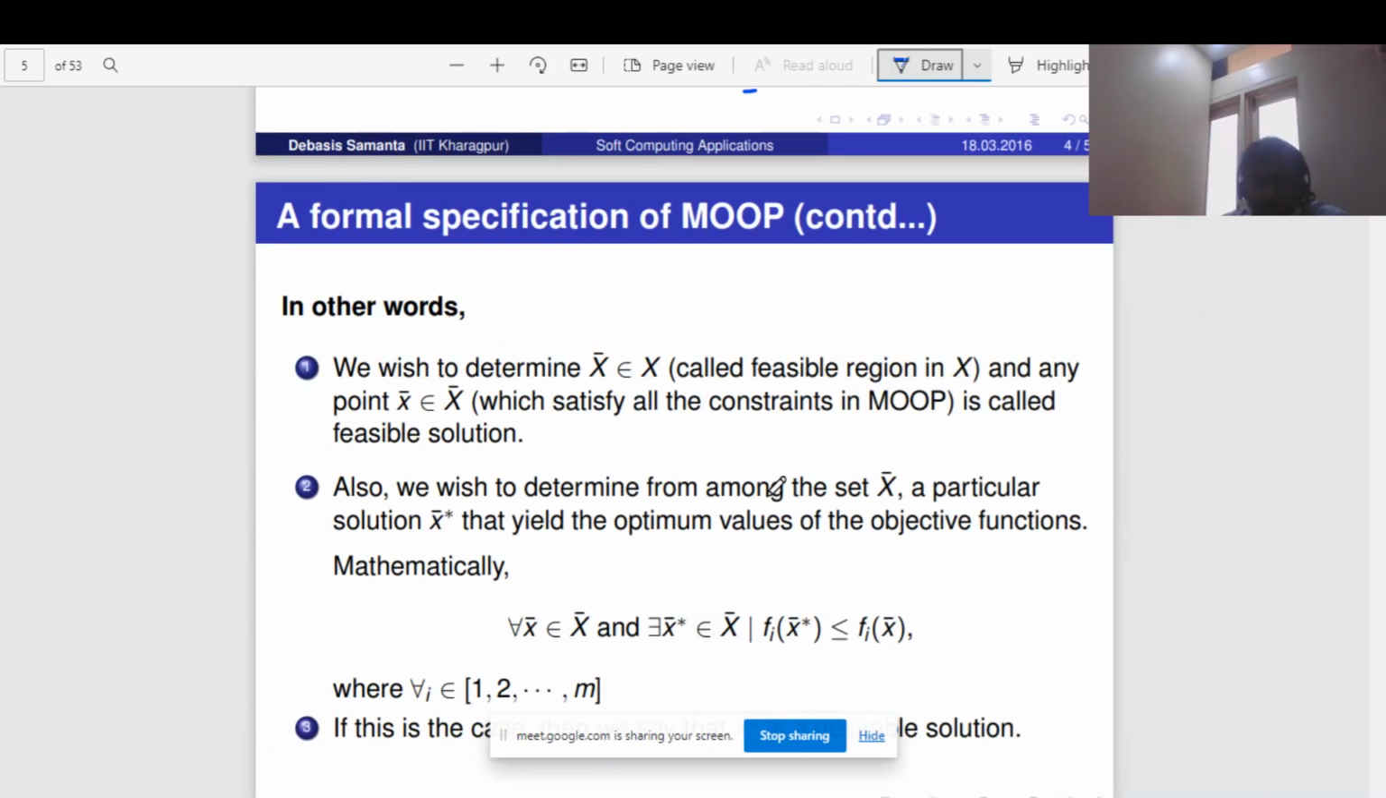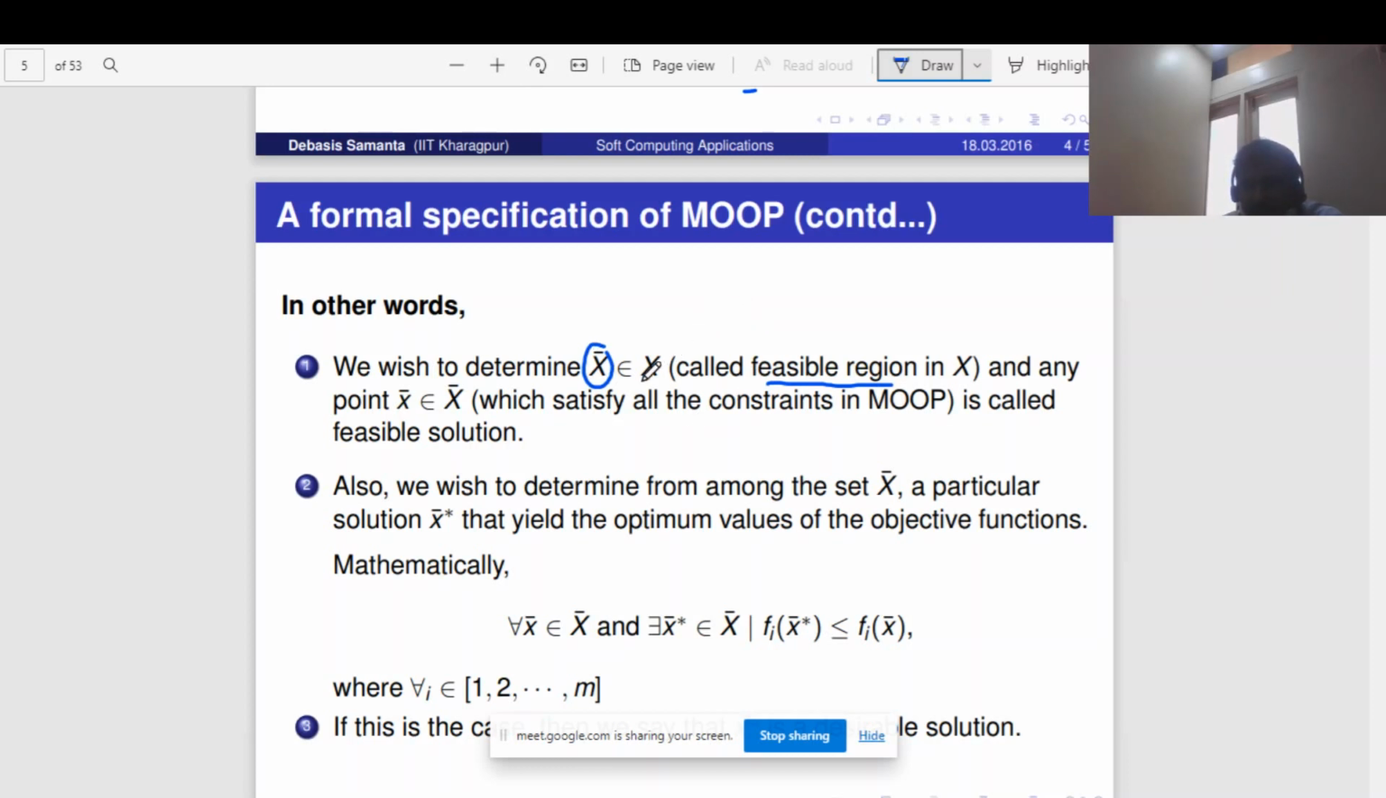So whatever we have discussed there graphically, it is here represented in mathematical terms. That is, we wish to determine x dash from x. What is x? X is the feasible solution. So x contains all solutions. Set of all solutions is x. Whereas x dash is, we identify some solutions from all the solutions, that is called x dash, okay.